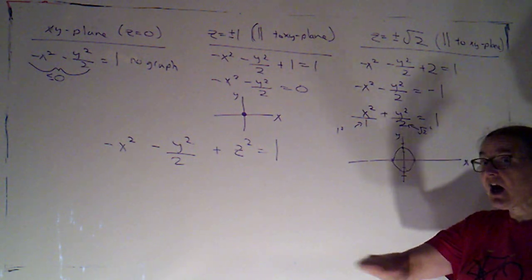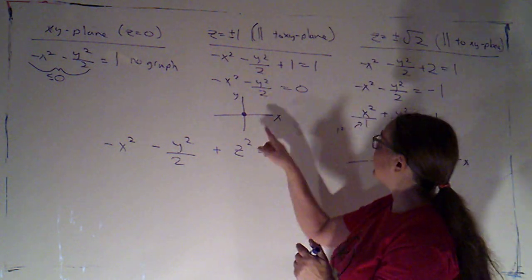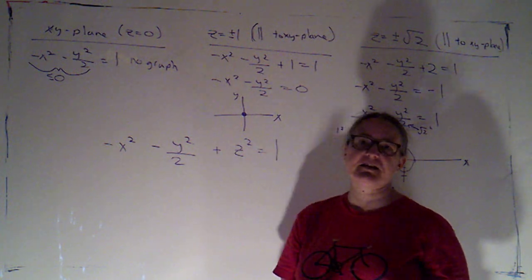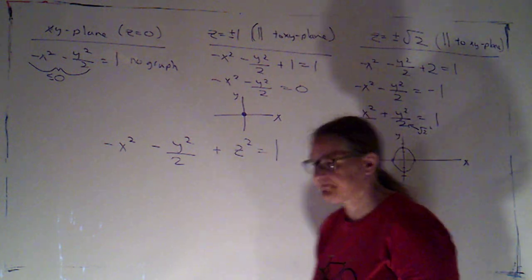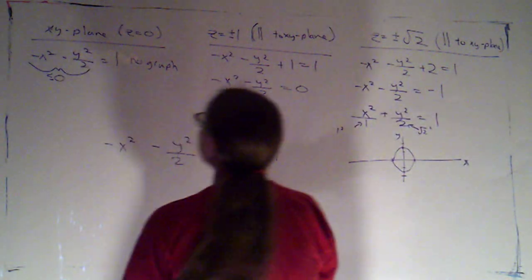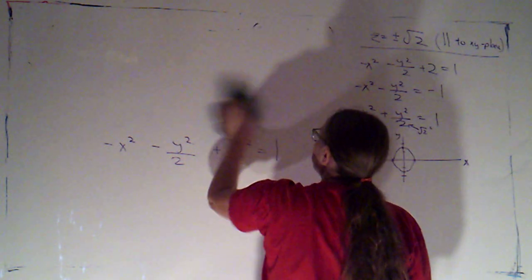So I'm getting a lovely ellipse. So I'm going to have nothing in the xy plane. If I go up or down 1, I'm going to hit a single point. If I go up or down more than 1, I'm going to start to have non-degenerate ellipses. Okay, so let's take a look in the xz plane.